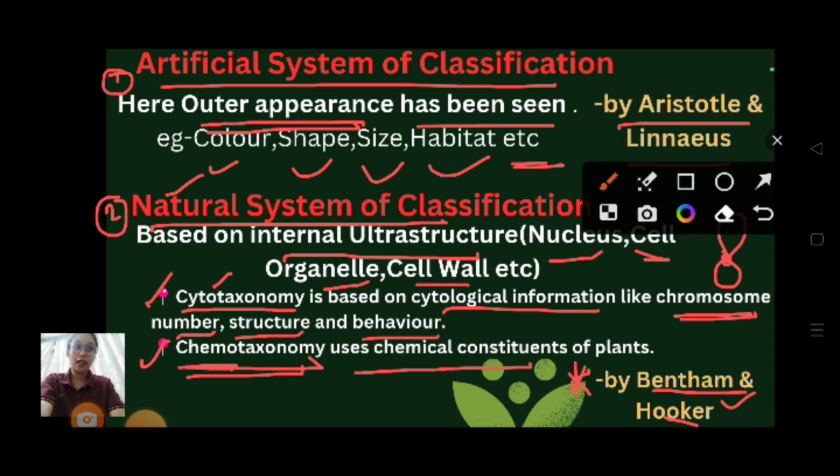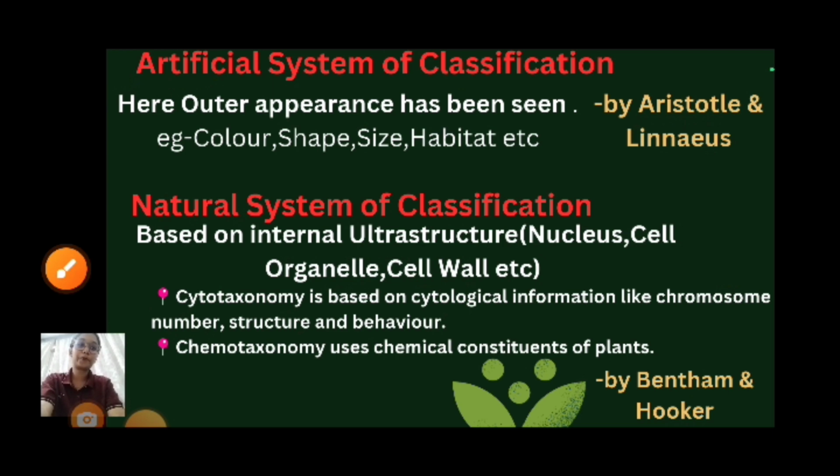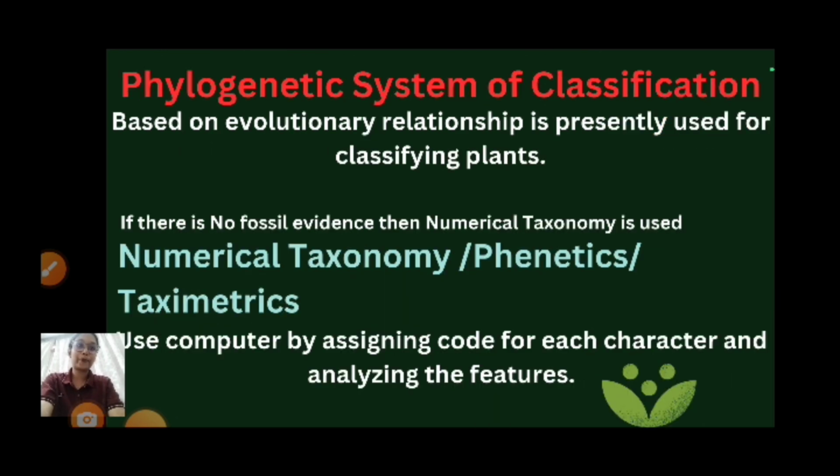Artificial was given by Aristotle and Linnaeus, and natural was given by Bentham and Hooker. Is it clear? Okay, let us move on to the next slide.